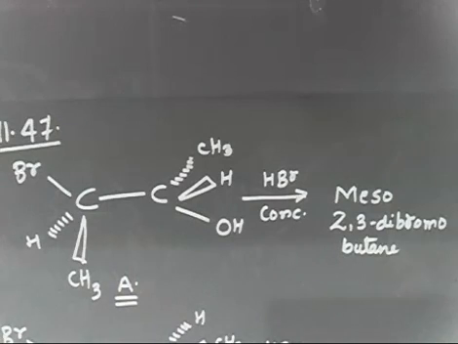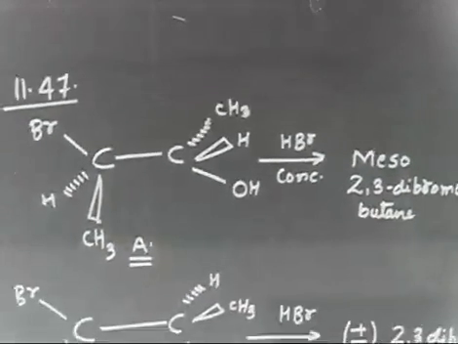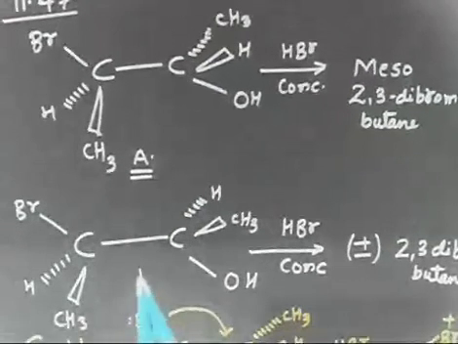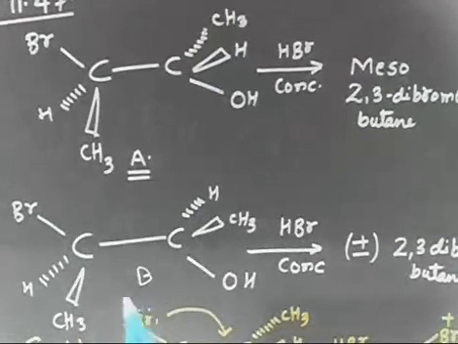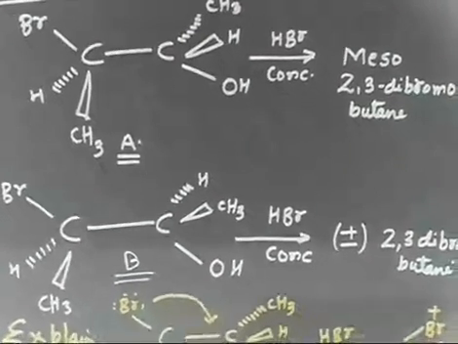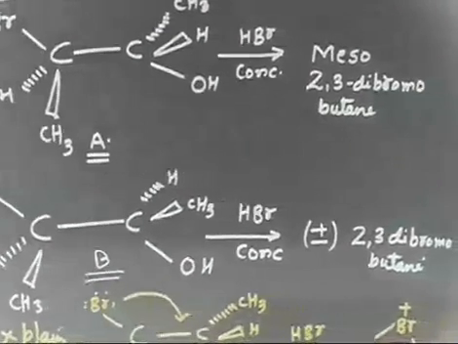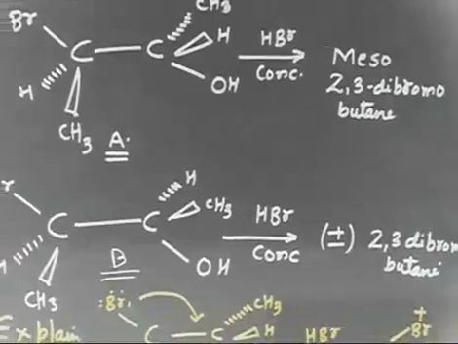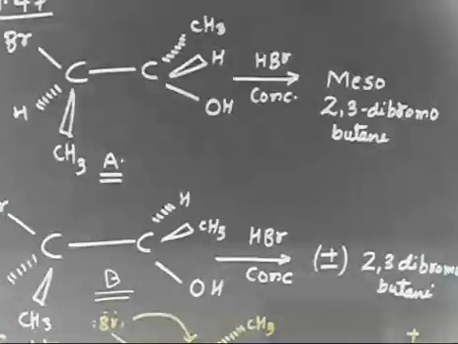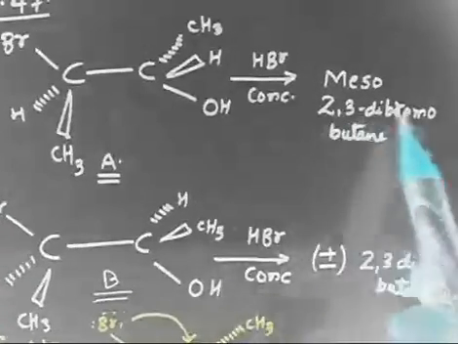But at the same time, if I treat this compound, let us call this compound B, with HBr, it does not give the meso product. This gives 2,3-dibromobutane that is a plus minus racemic mixture. You see, what will happen is, you are getting 2,3-dibromobutane, so the product is 2,3-dibromobutane.